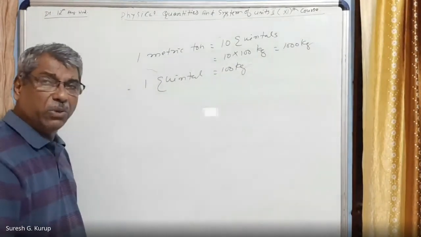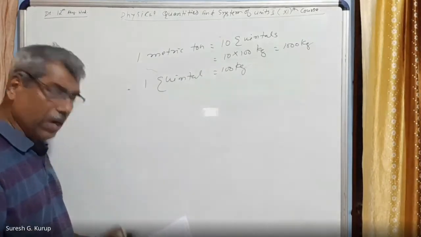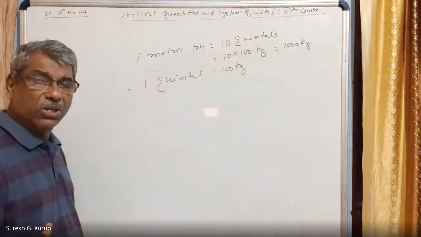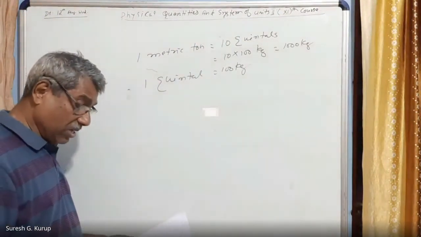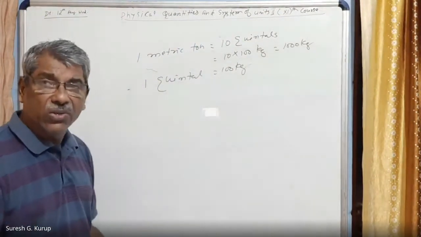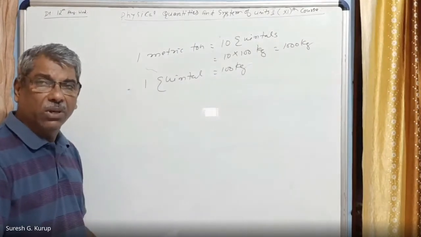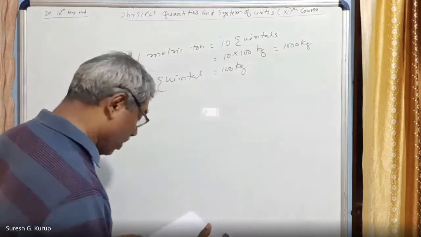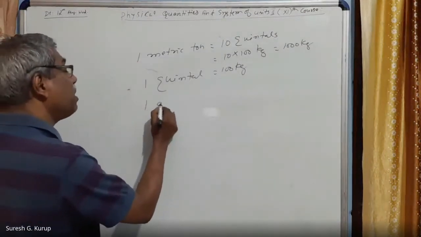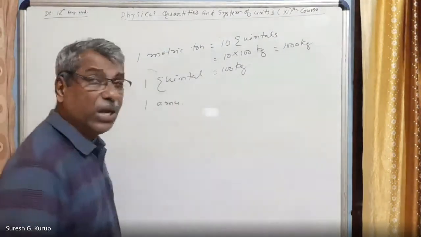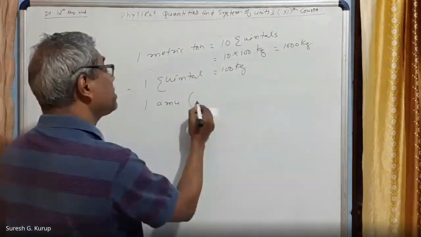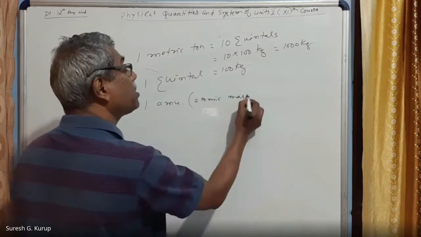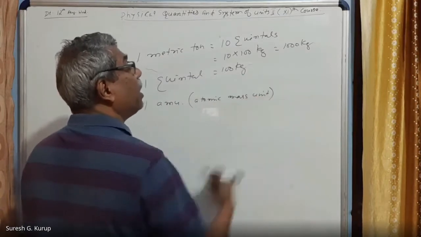Now I am coming from the bigger units to a very small unit of mass. Metric ton is a very big unit, about 1000 kg. Quintal is also a big unit, about 100 kg. Next is the smaller unit of mass, AMU, which stands for atomic mass unit.